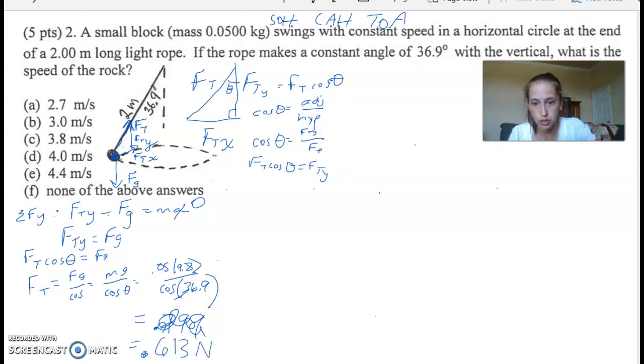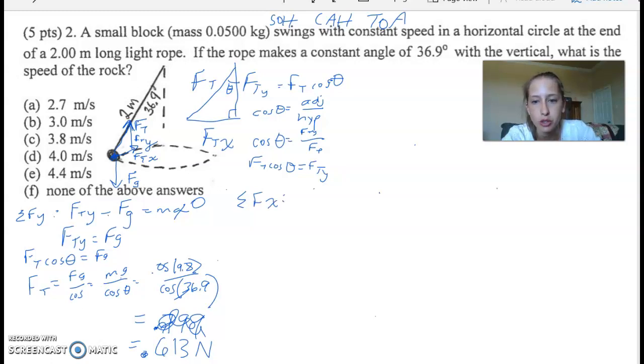And that's newtons. And you might think, that's not the speed, I don't care. Well, calm down, calm down. So that's the sum of the forces in the y direction. You might think, well, bummer, we didn't get anything useful. I don't know the speed. We'll need that tension later. Don't you worry. So now let's do the sum of the forces in the x direction.